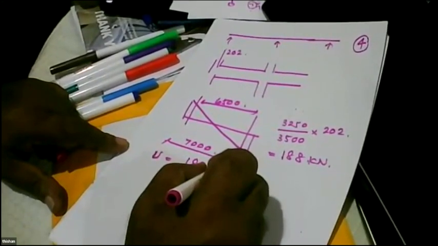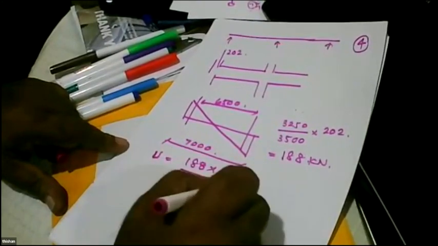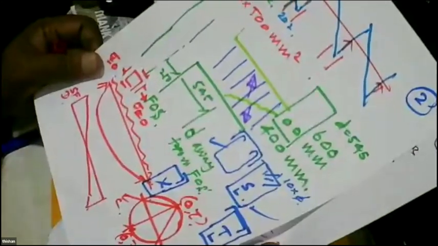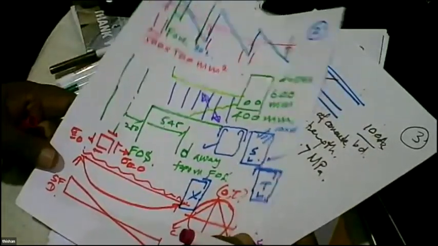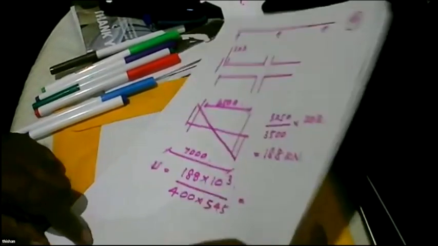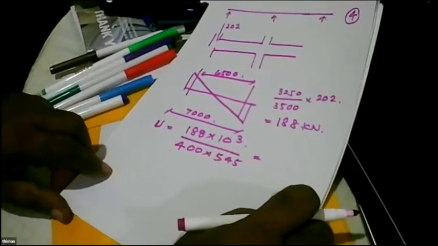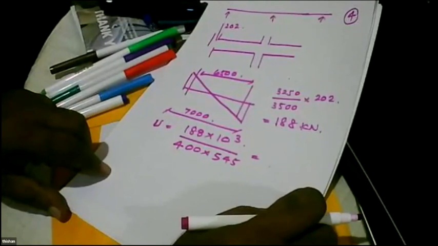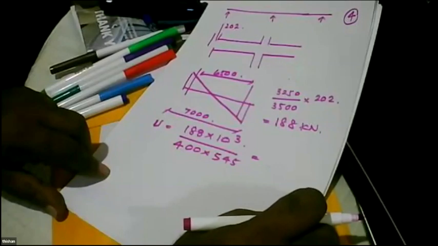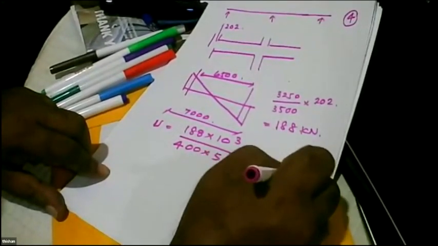multiplied by 10 to the power 3 divided by width 400. Let's start with a 600 by 400 section. Yes, 600 by 400. Okay, 600 by 400 section. What is the value? 0.862. Okay.